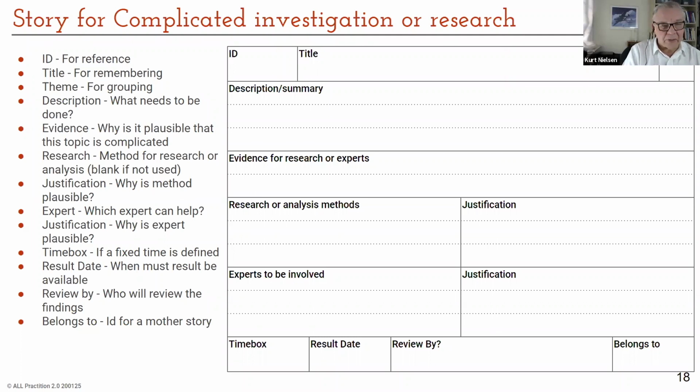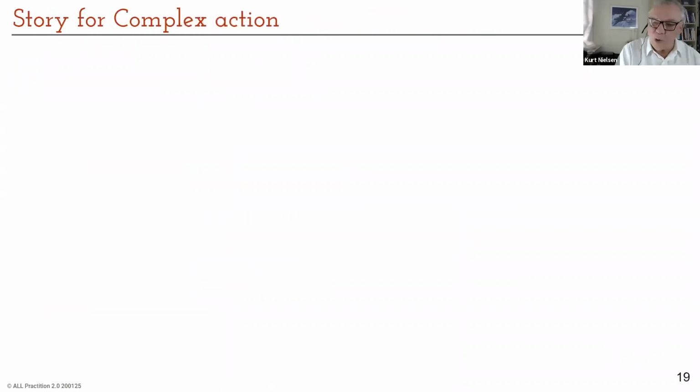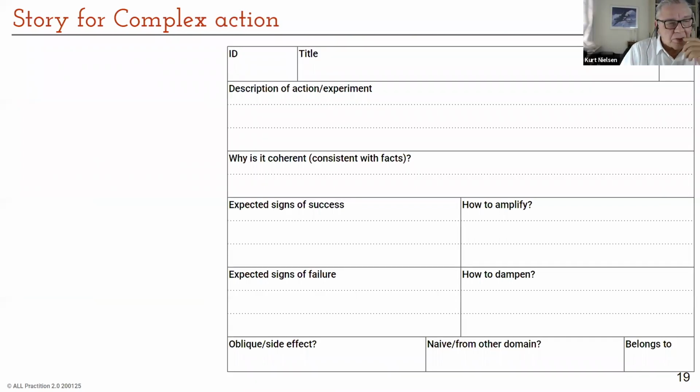Now for complex, it's slightly more complex, surprisingly. But again, a proposal. So here's what we're dealing with. Give it a title. Describe the action or the experiment. Why is this coherent? Again, a Snowden word. Coherent means, why is this consistent with the facts we do know? Remember, we only know partial facts or fragments, but we can't come up with an experiment that contradicts the things we actually know. That's a clear sign of insanity. So we're not going to go there.